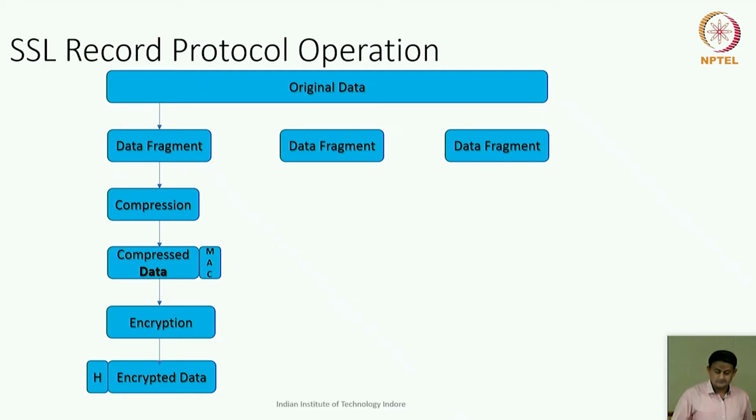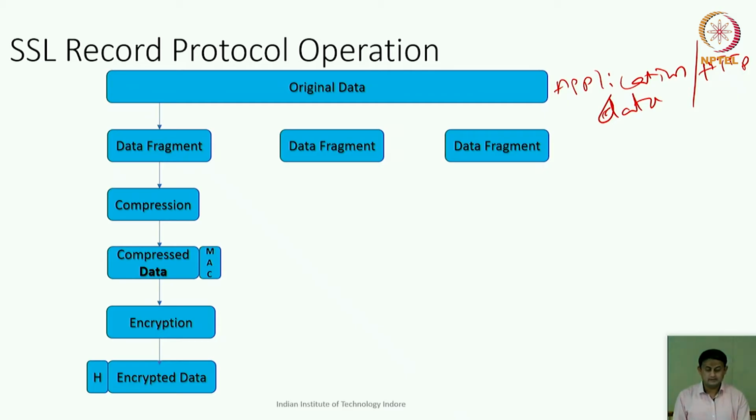What it does is, it receives the raw bytes from the application. The original data that is written is the application data. That application data might be the data given by HTTP. Take that data and divide it into fragments, so small chunks. So raw bytes, you take them and bunch them into fragments.